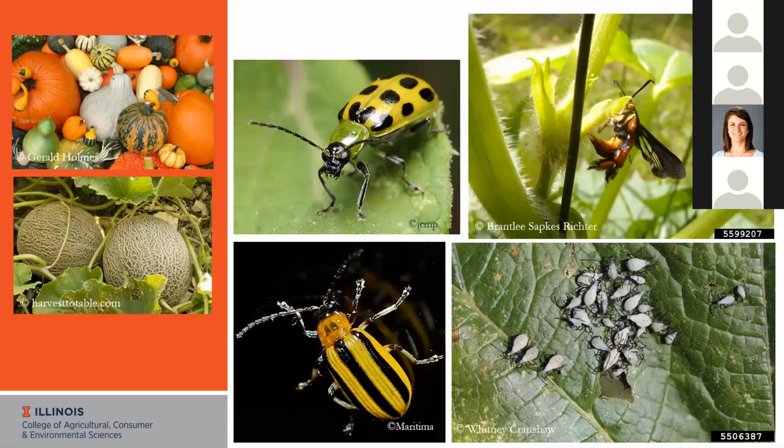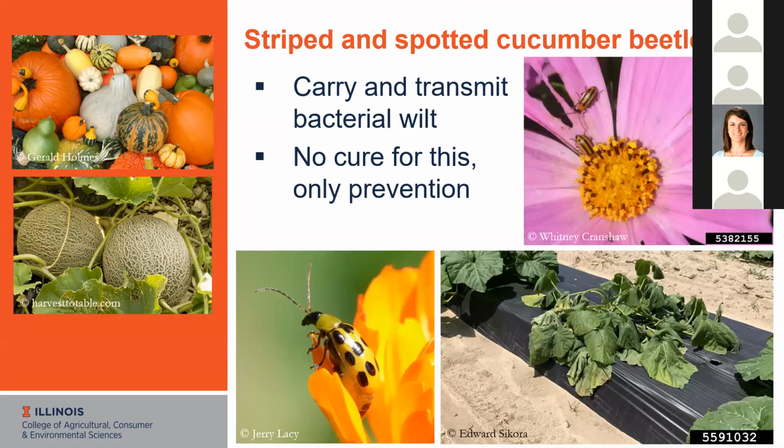And so, of course, for anybody who grows cucurbits, these are the usual suspects. The main pests of cucurbits generally are the spotted and striped cucumber beetles on the left, the squash vine borer on the upper right, and of course, squash bugs down on the lower right. And I just included here a picture of the nymphs. And so I'm going to start with striped and spotted cucumber beetles.